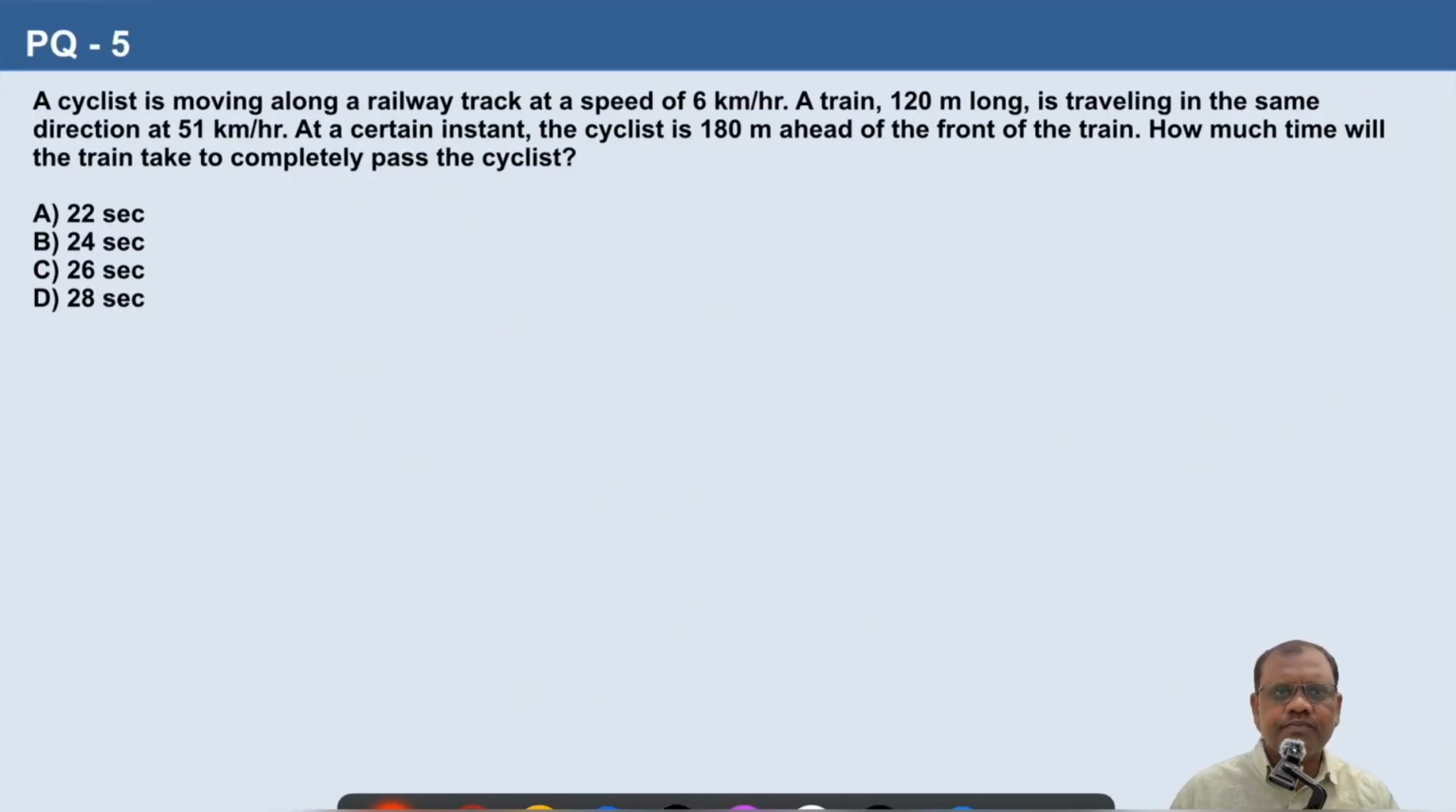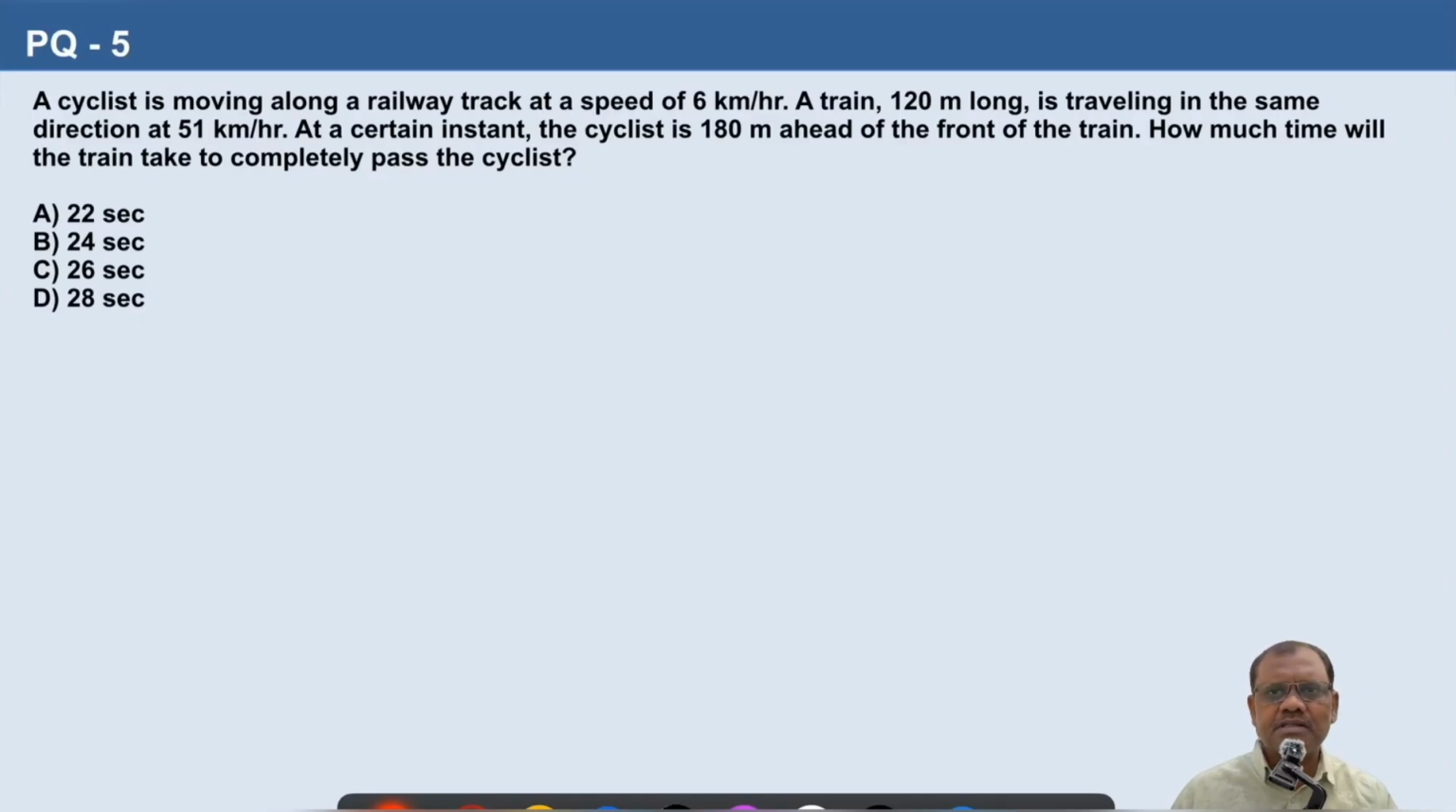Question number 5. A cyclist is moving along a railway track at a speed of 6 kilometers per hour. A train 120 meters long is traveling in the same direction at 51 kilometers per hour. At a certain instant, the cyclist is 180 meters ahead of the front of the train. How much time will the train take to completely pass the cyclist?